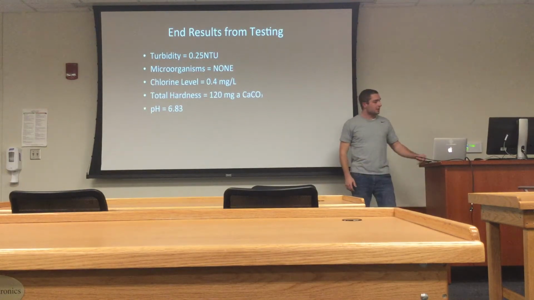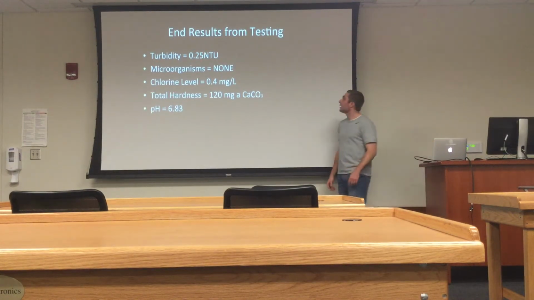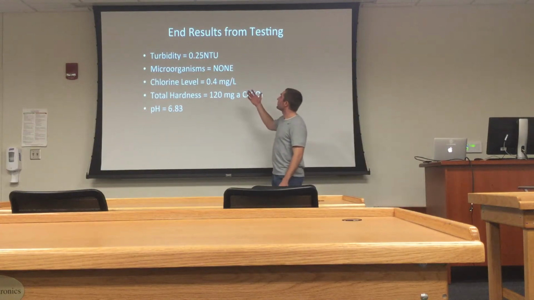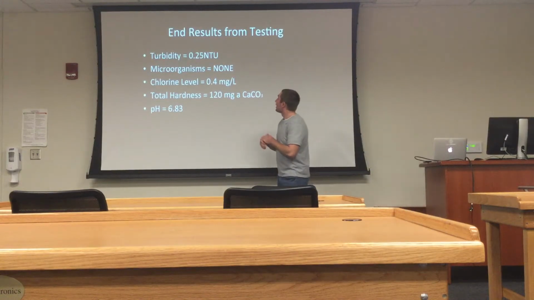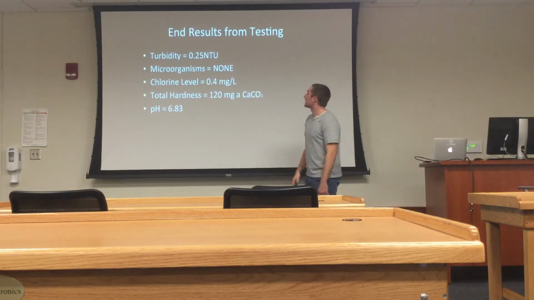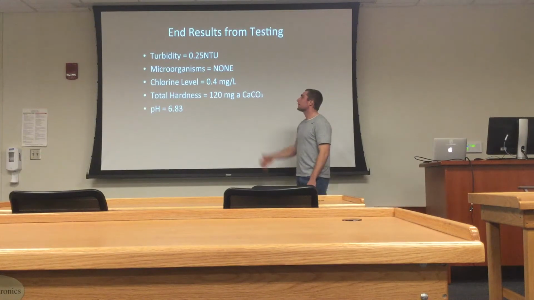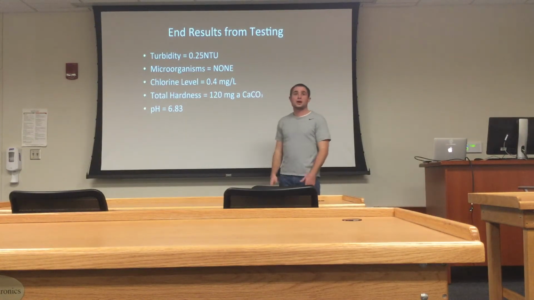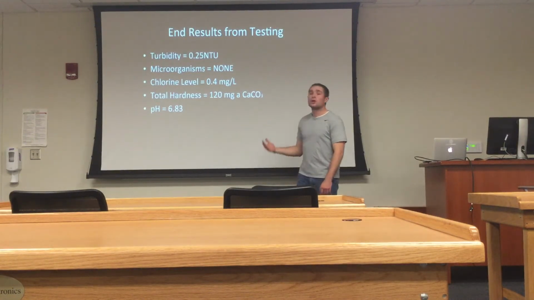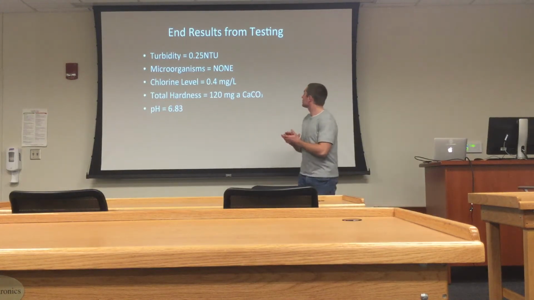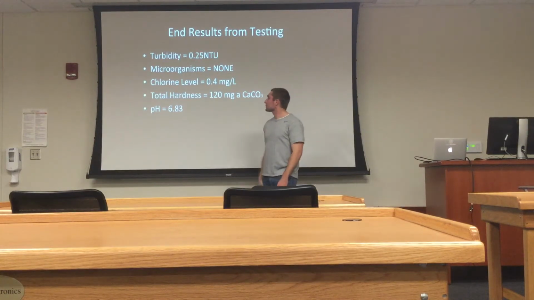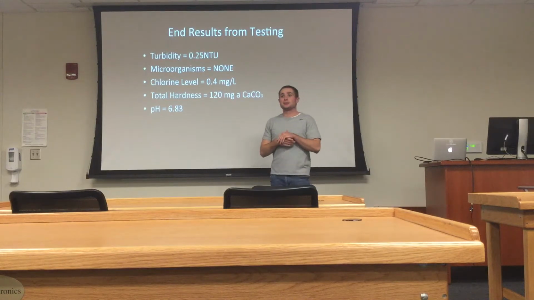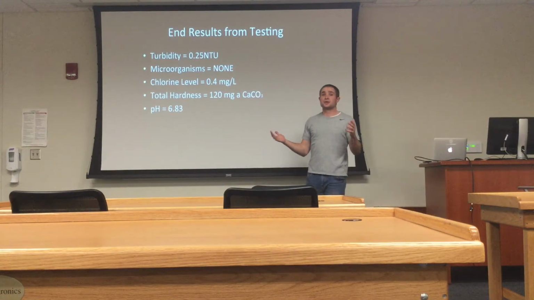So basically, here are the end results from our testing. Our turbidity was found to be 0.25 NTU, which was under the 1 NTU. Microorganisms, we had none in the agar petri dishes. Our chlorine level was found to be 0.4 milligrams per liter. And our total hardness was 120 milligrams as CaCO3, and our pH came out to be 6.83. So as you can see, all of our tests that need to be within the EPA standards fell within the standards.